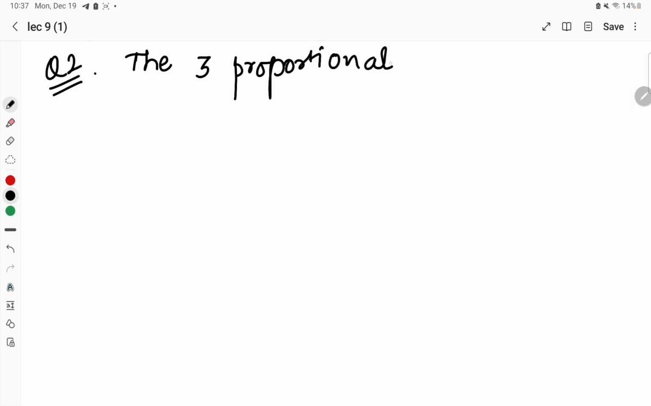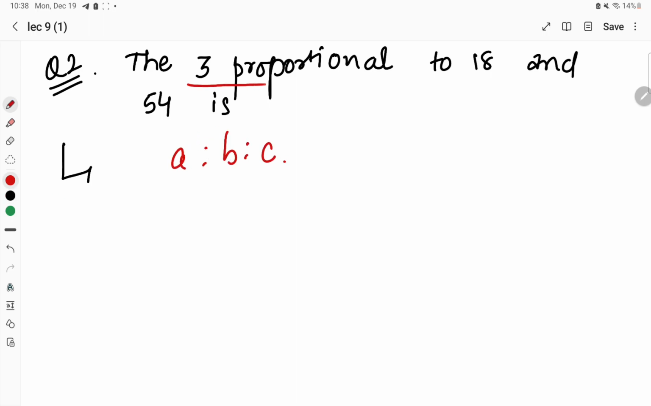In the question, they can ask us to find the second proportional when the other two are given. Sometimes they can ask us to find the fourth proportional, when all three proportionals are given, or the third proportional. For example, I'm giving you the question. The third proportional to 18 and 54 is. We know one thing, that there are three terms in this particular question, because the third proportional to 18 and 54 is asked. The third proportional is what we are asked to find out.